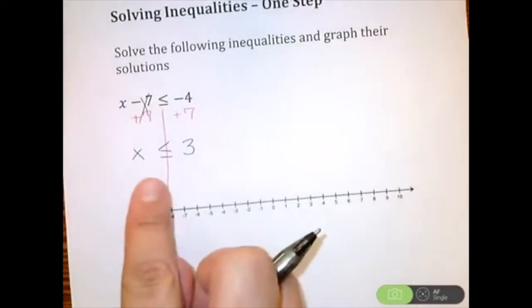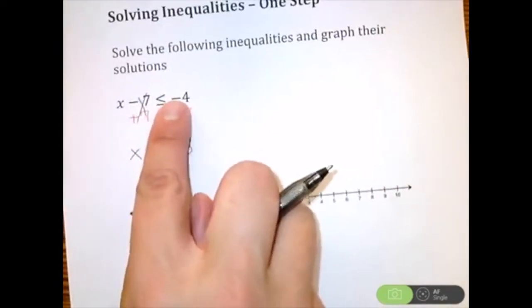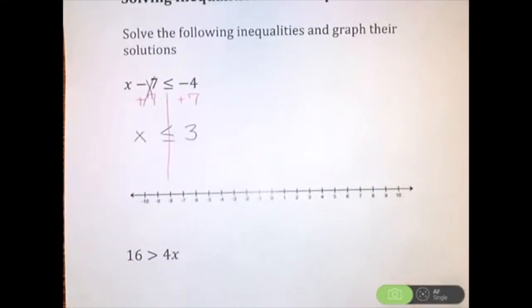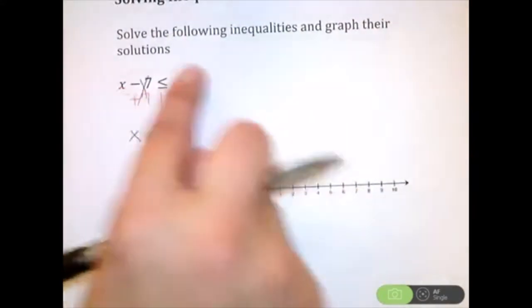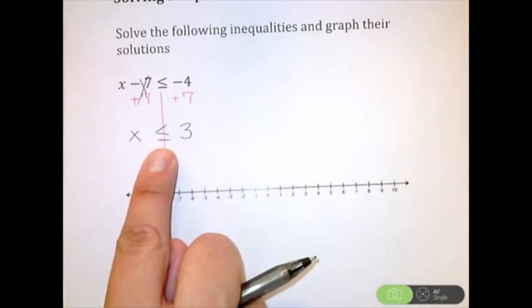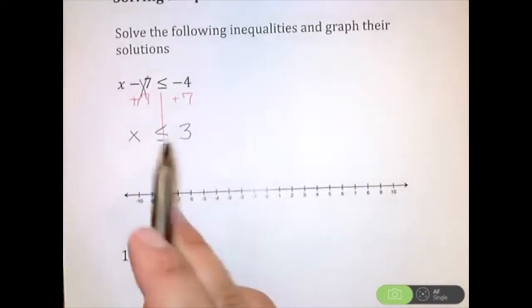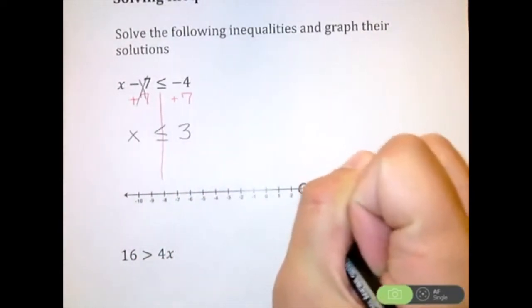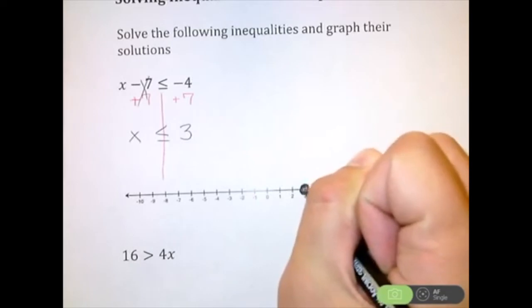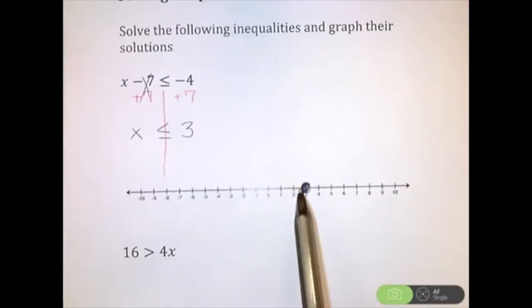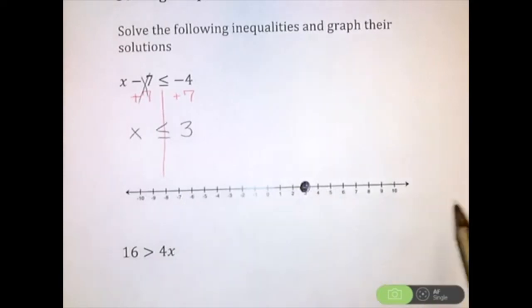So now I've solved the inequality, but I want to graph my solutions. That way I can visually look and see all the solutions to this inequality. I have a less than or equal sign, which means I need a closed circle at 3. So there's my circle, and I'm going to close it. Now I've got to figure out, do I want to shade towards the 0 or away from the 0?